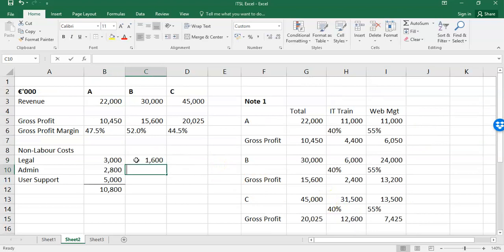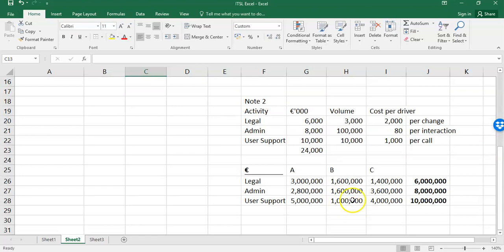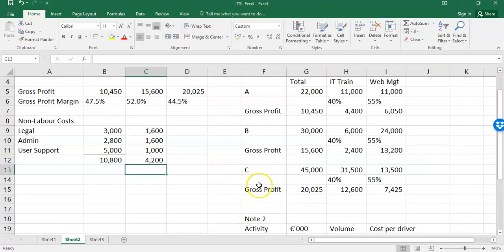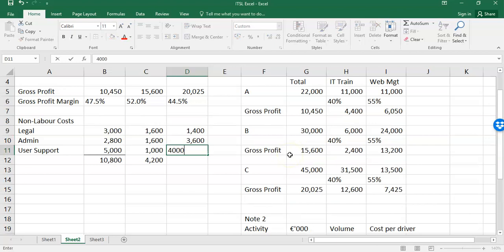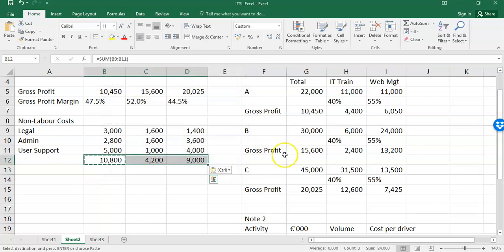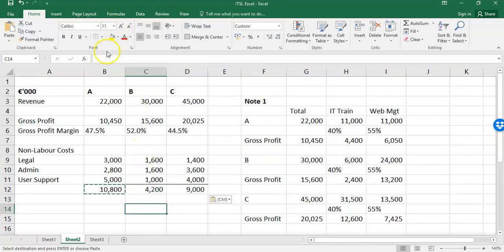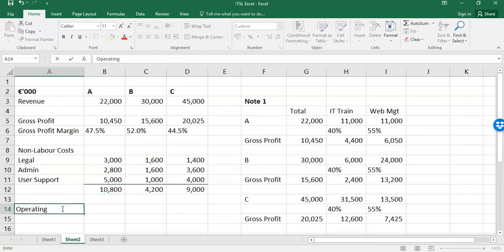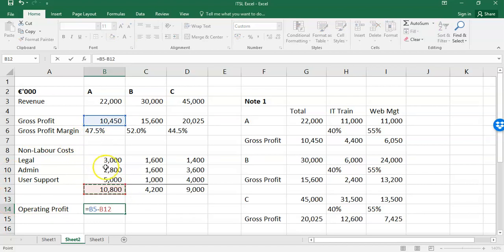So this is 1,600, 1,600, and a million. So that is 4.2 of costs for segment B. And finally then you have 1,436, 36, and the last one is 4 million. And that is 9 million costs for segment C. So we have our gross profit. You take off your costs. That'll get you operating profit. So it's gross profit minus your other costs, which we can call overheads.